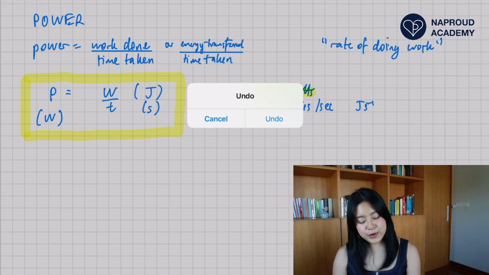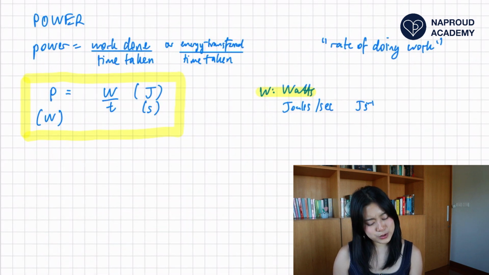So that's the idea of power as opposed to energy. Energy is just how much overall, not thinking about the time taken, but power is thinking about how fast it is as well. Okay, hopefully that is okay.